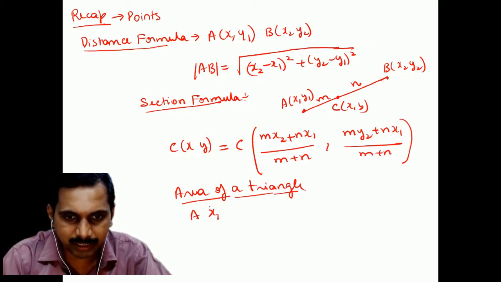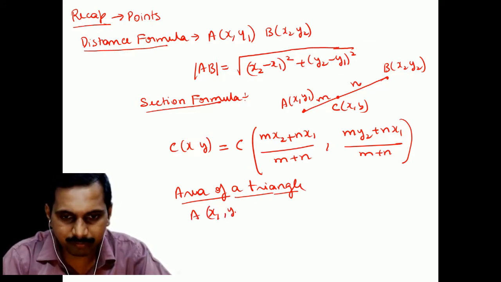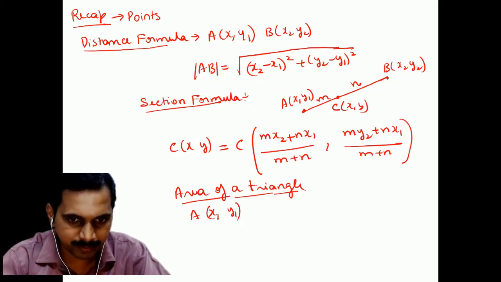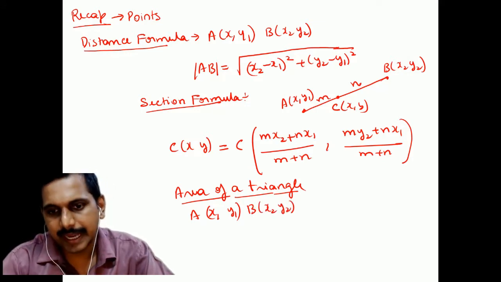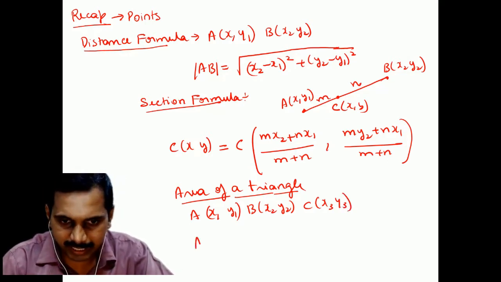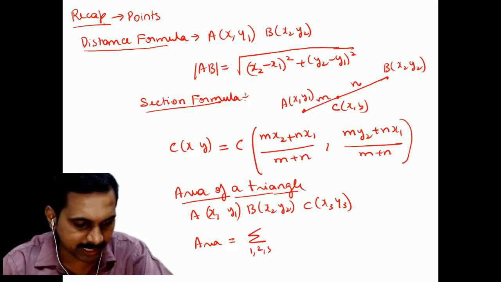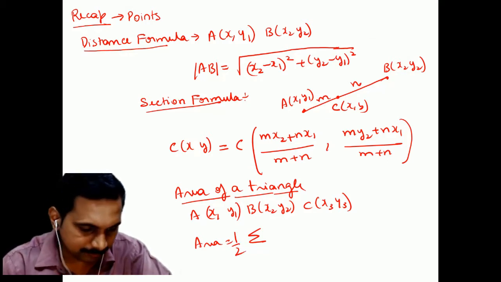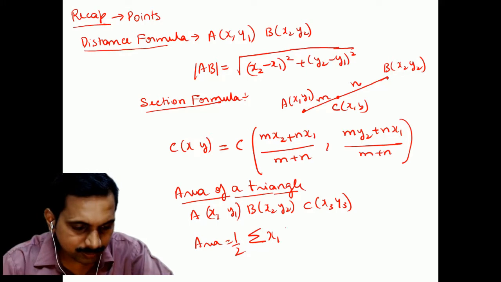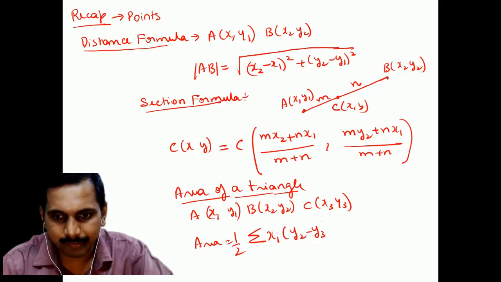If the three vertices of a triangle are A (x1, y1), B (x2, y2) and C (x3, y3), then the area is equal to a half into sigma, going in the order 1, 2, 3, of x1 into (y2 minus y3), correct?